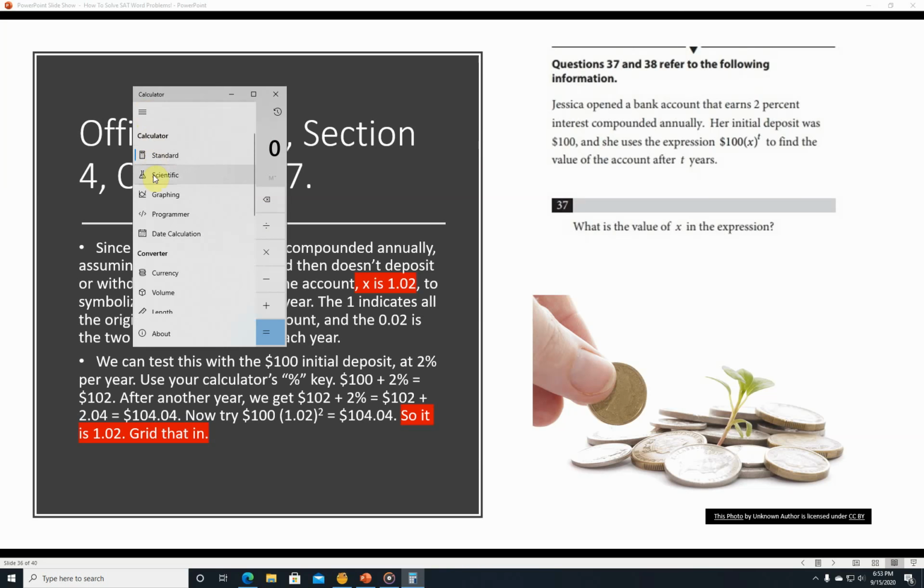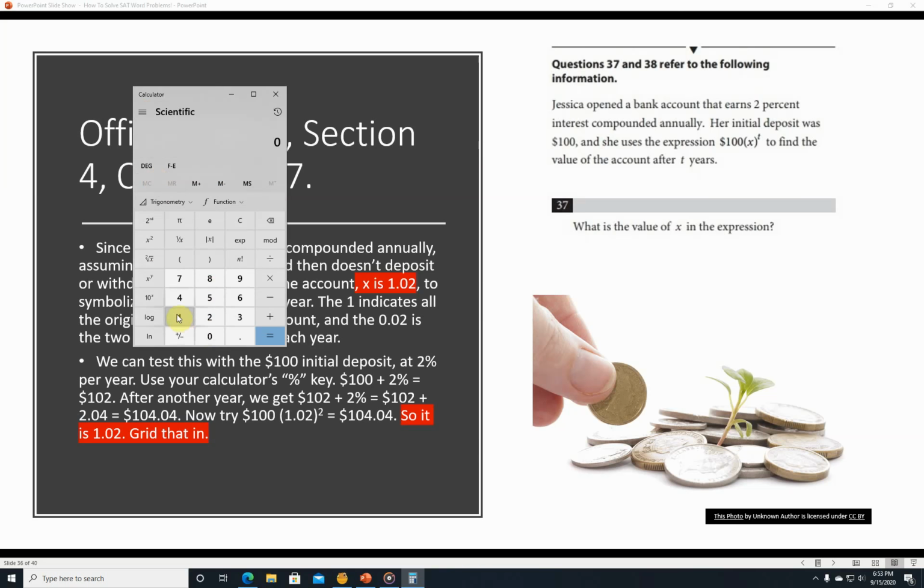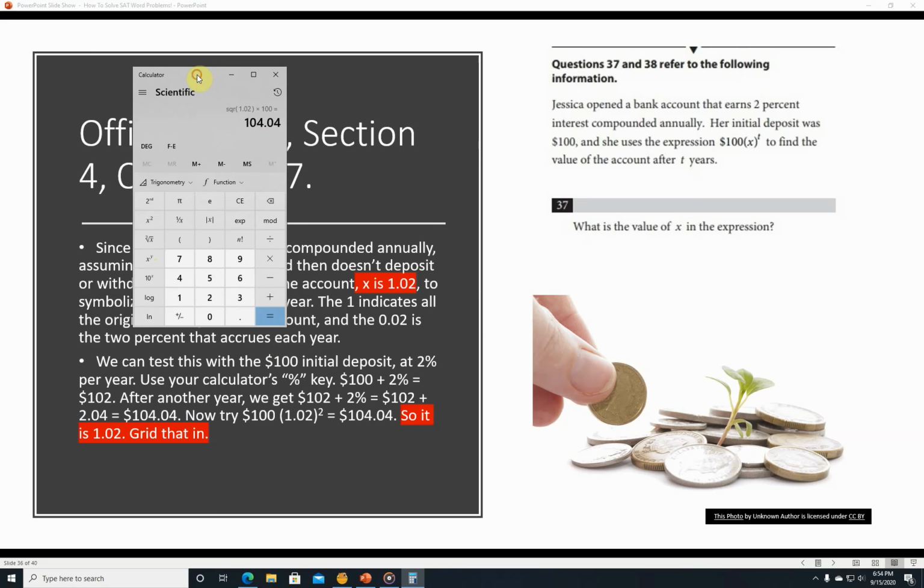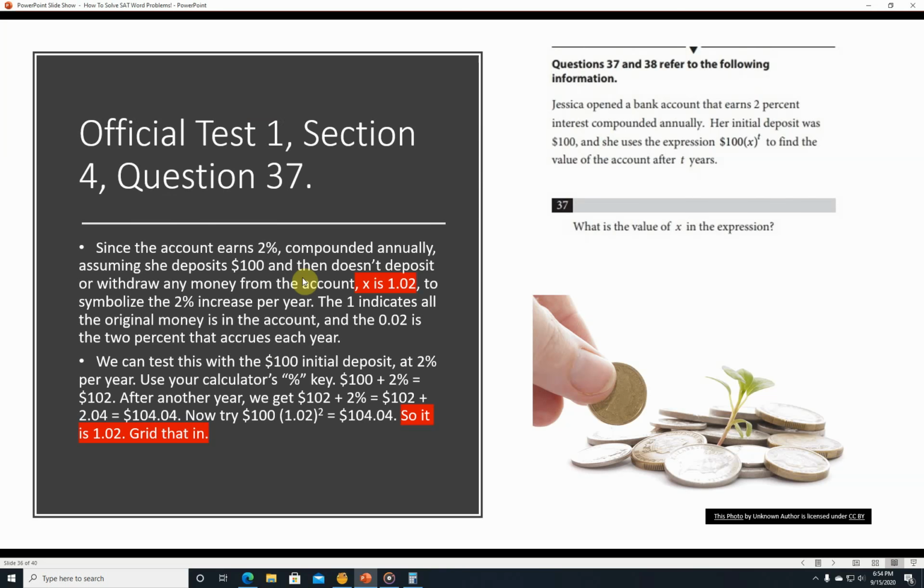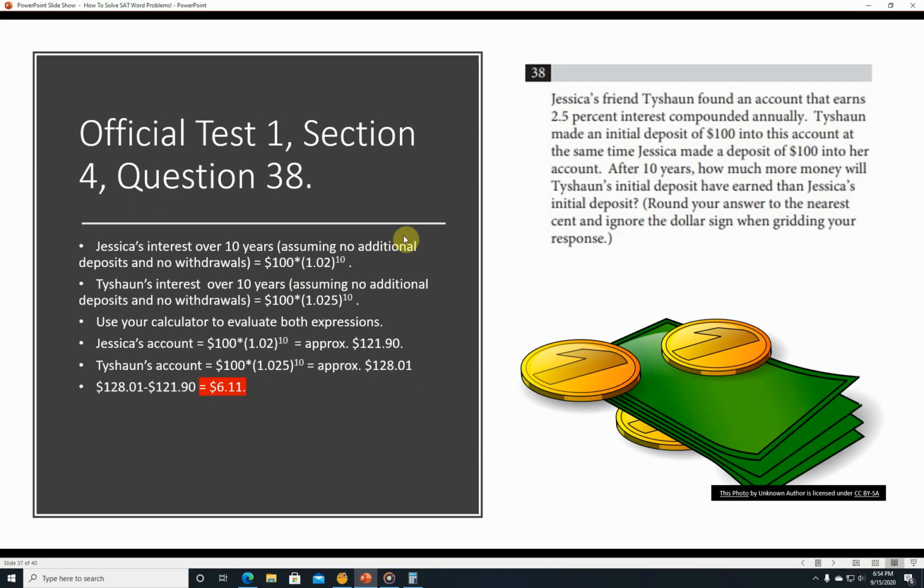Okay, so now we can try this the other way. We'll go to the scientific and we'll go 1.02 and then we'll square that for 2 years. So that's 1.0404 times $100 is 104.04. So we got the same answer for both. We know it works. So it is 1.02. Grid that in. So you can always just check it with a very basic calculation to make sure that you got it right. Let's go to the next question.